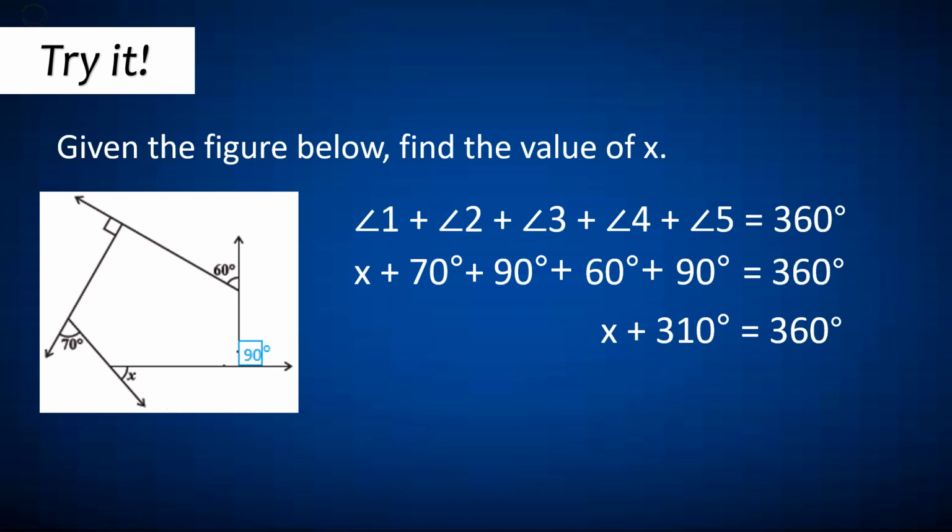70, 90, 60, and 90, kapag i-add mo is equal to 310. So, x plus 310 is equal to 360. Next, x is equal to 360 minus 310 degrees. X is equal to 50 degrees.